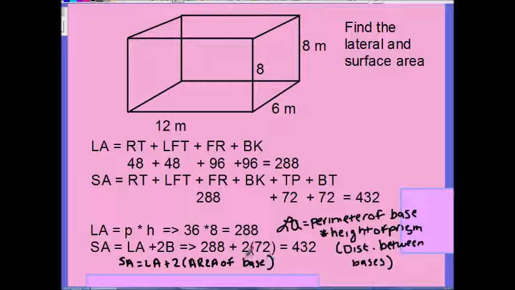So we know that our lateral area was 288 plus 2 times the area of the base. 12 times 6 was 72, gave us 432. So we'd have equal measurements here.